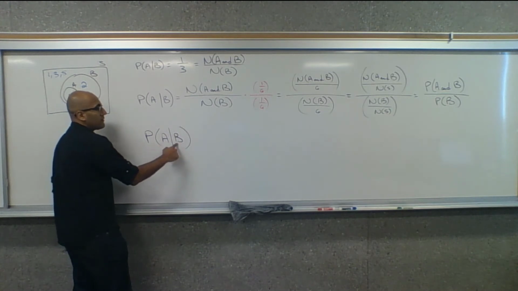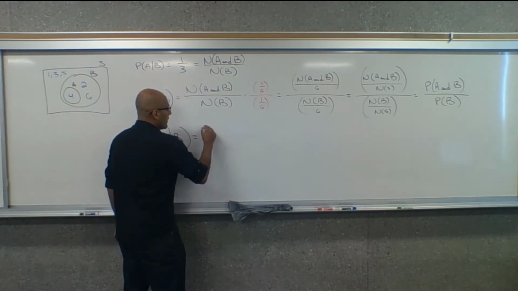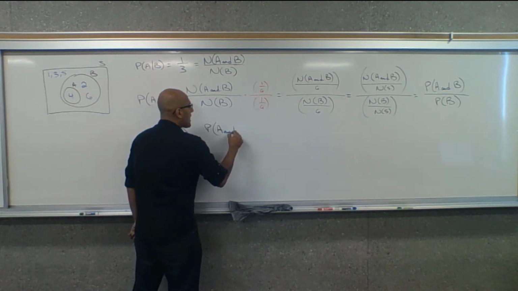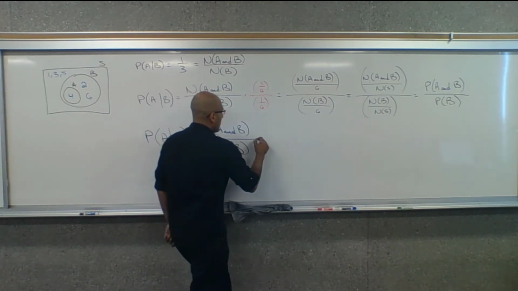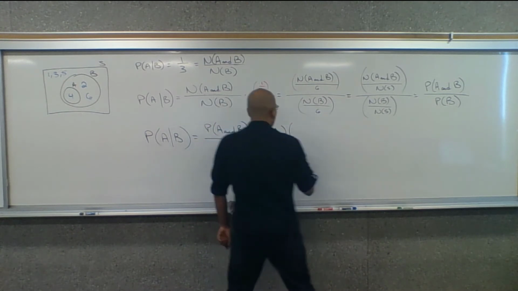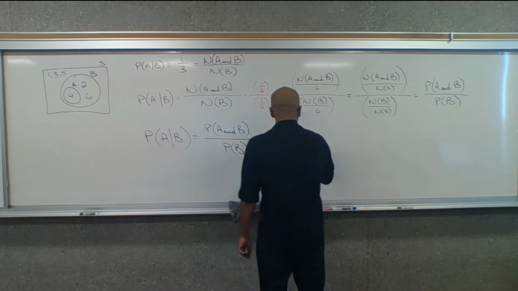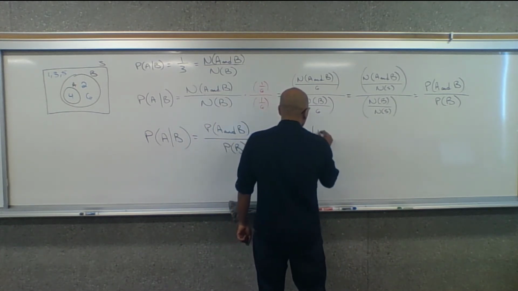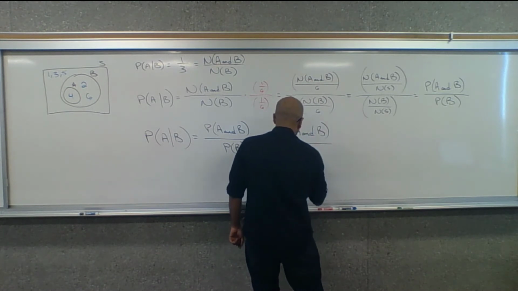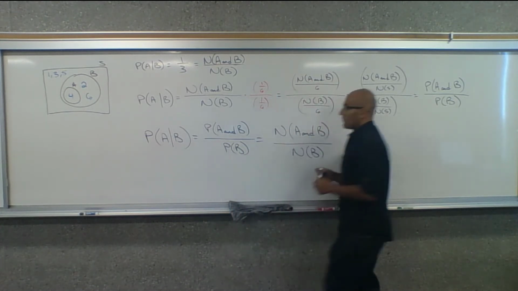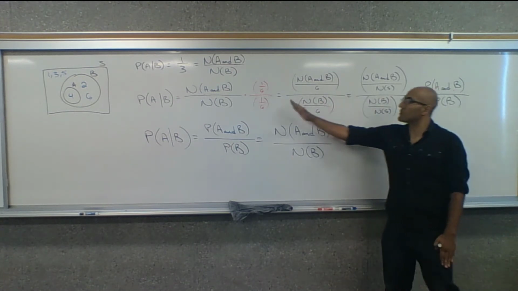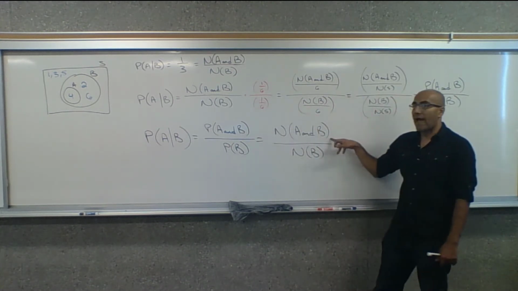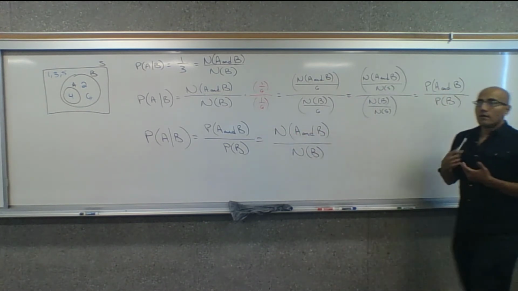Probability of A given B is equal to the probability of A and B divided by the probability of B, is equal to the number of outcomes in A and B divided by the number of outcomes in B. That's usually how books write it. Right? So these middle steps are just to convince you that this is equal to that, or this is equal to that. Any questions?